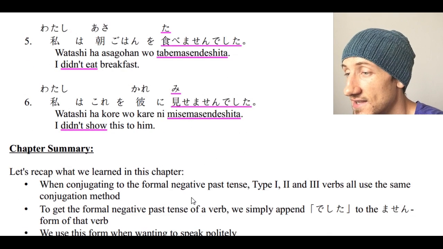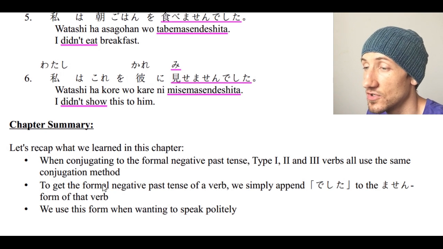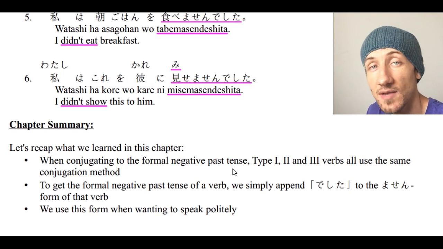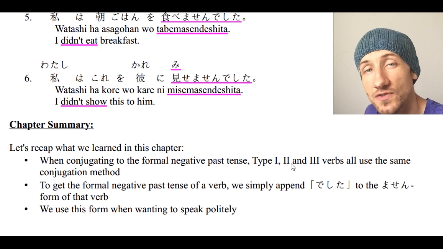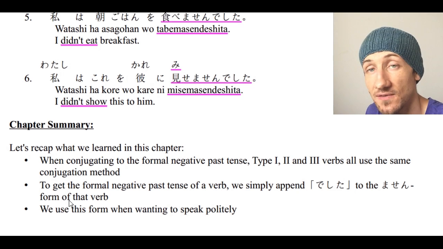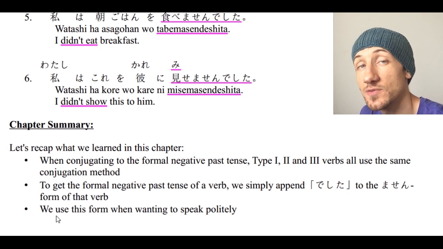And that's it. So before we finish our lesson, we're just going to take a look at the summary of what we learned. So we learned that when conjugating to the formal negative past tense, type 1, type 2, and type 3 verbs all use the same conjugation method, which is, of course, adding deshita to the masen form of the verb. And we also learned that we want to use this form when we're speaking politely.